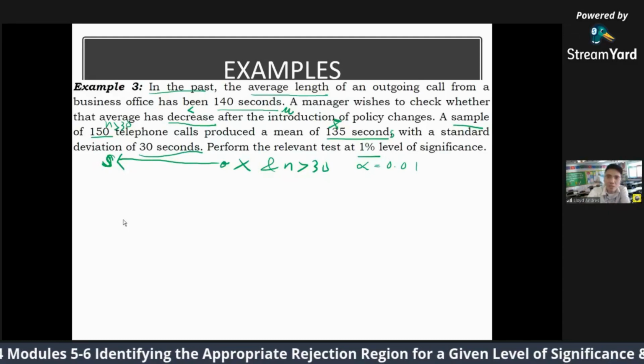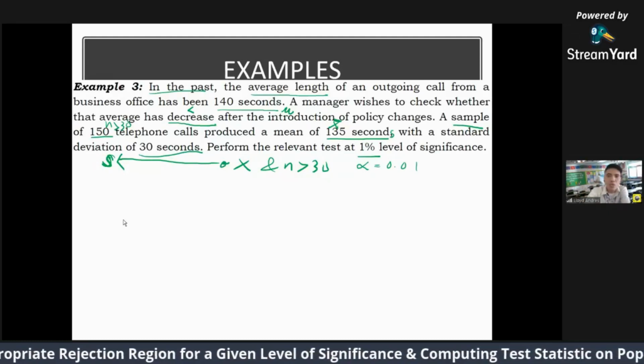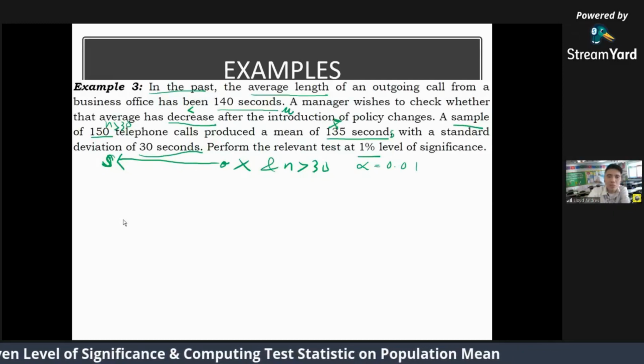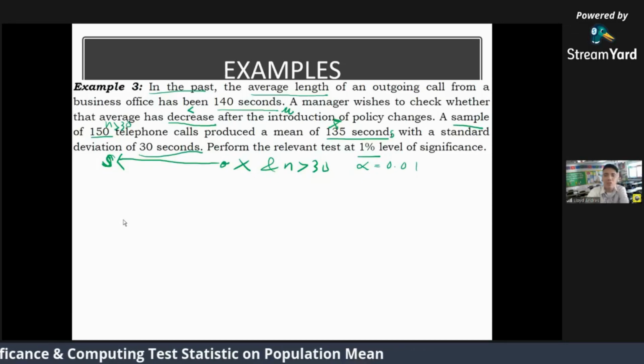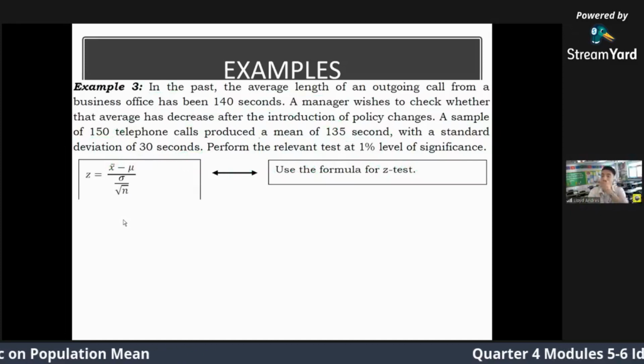Again, since the sample size is greater than 30, even if we don't have the population standard deviation, we can use the central limit theorem and replace the population standard deviation with the sample standard deviation. So we still use the z-test.